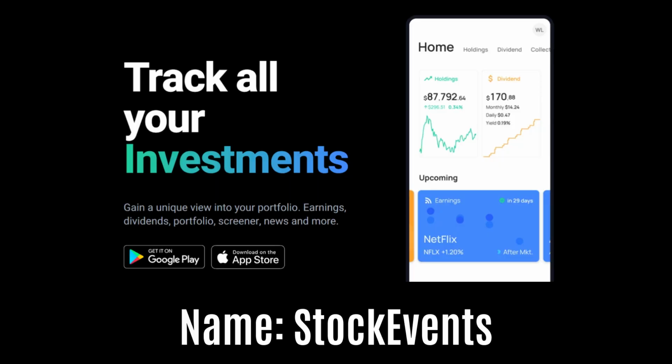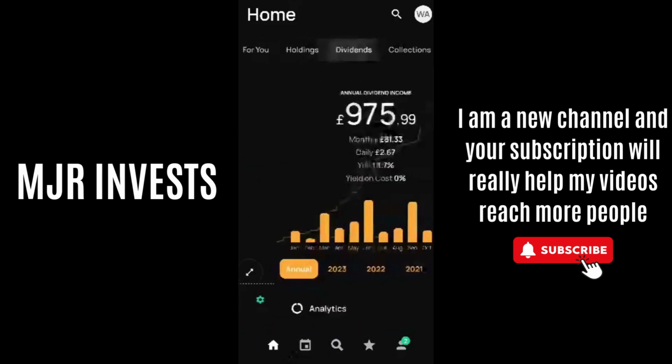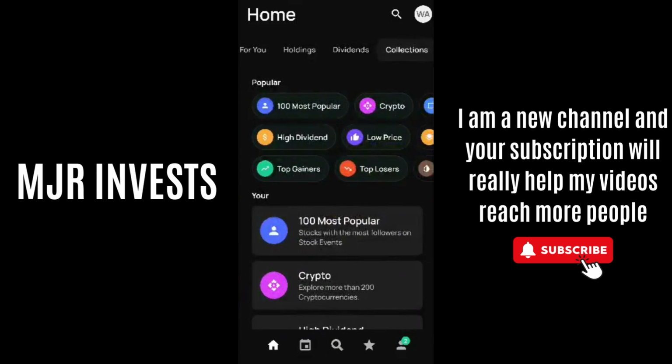The app we're going to talk about is StockEvents. So here you can see my portfolio within the app. At the very top, you can see the For You page, the holdings, the dividends, and the collections, which we're going to talk about individually.